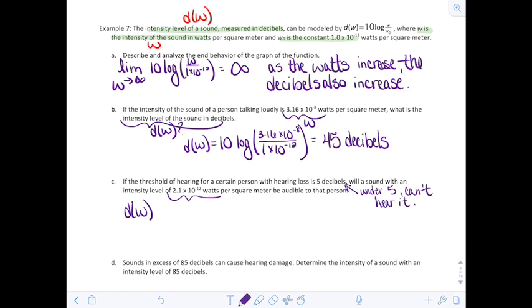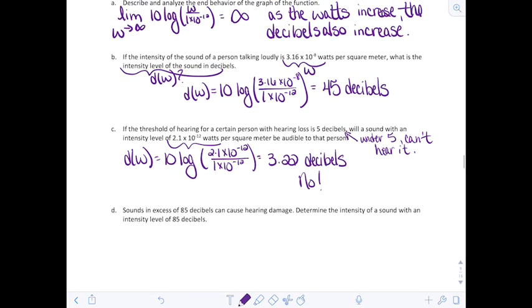Let's see what the decibels are. So decibels, d of w, is equal to 10 times the log of 2.1 times 10 to the negative 12, all over 1 times 10 to the negative 12. When I plug that into the calculator, I get 3.22 decibels. So, will it be audible to that person? No, they will not be able to hear it. It's below 5.